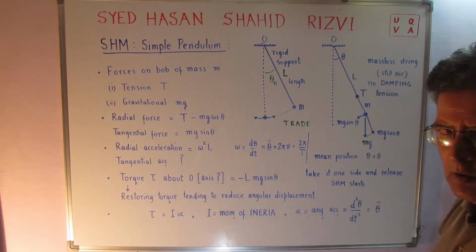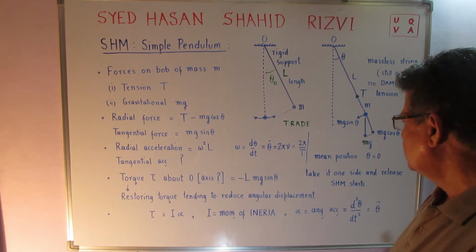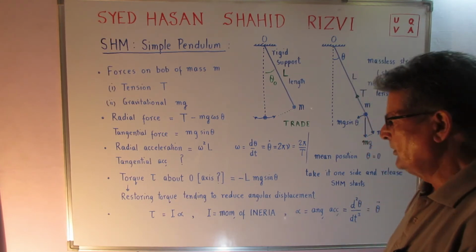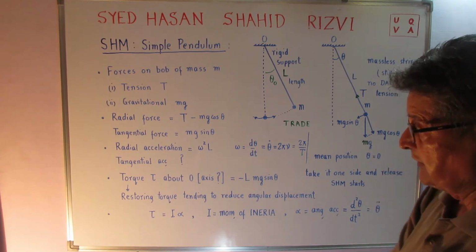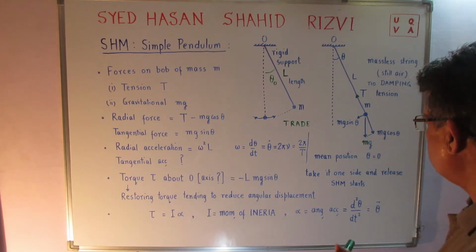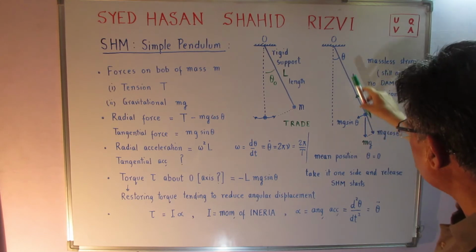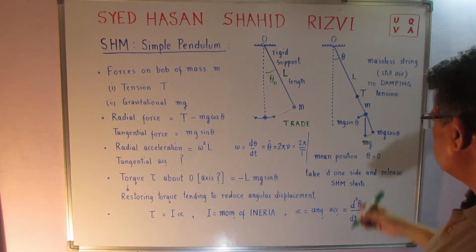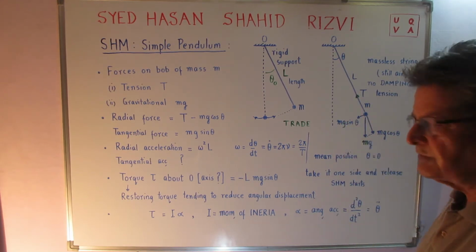the earth, where g is the gravitational field or acceleration due to gravity. Okay, I've told you all these things before. So these two forces are there. Now this force mg can be resolved in two parts. One along the length of the string, which is mg cos theta, and the other is perpendicular to it, which is mg sin theta.